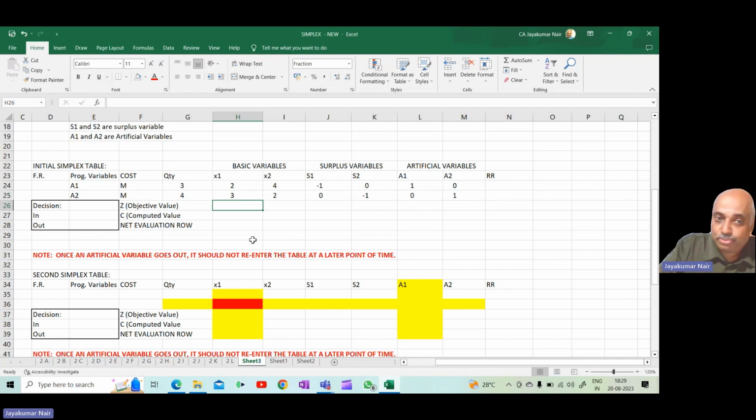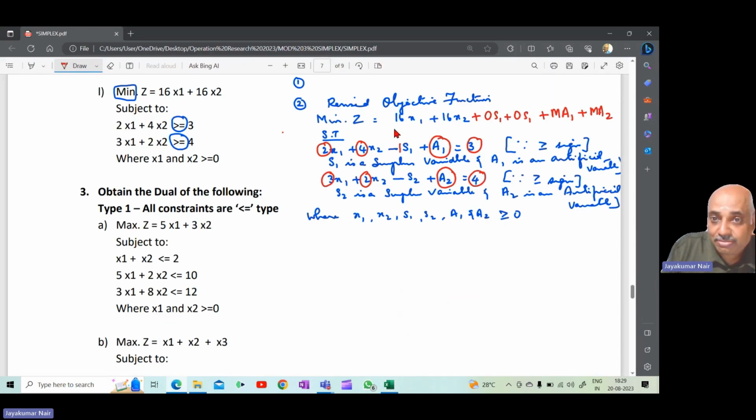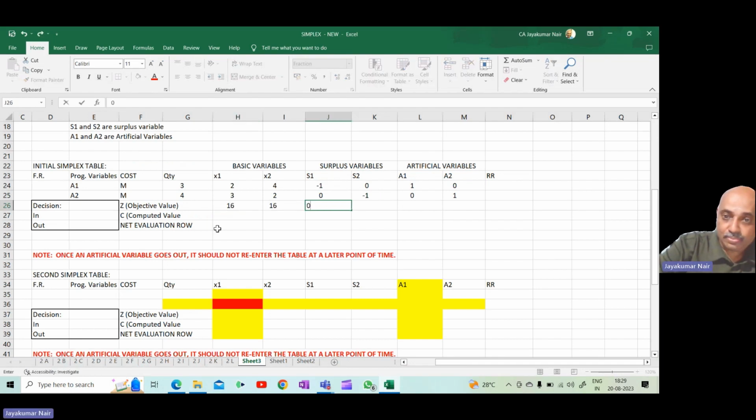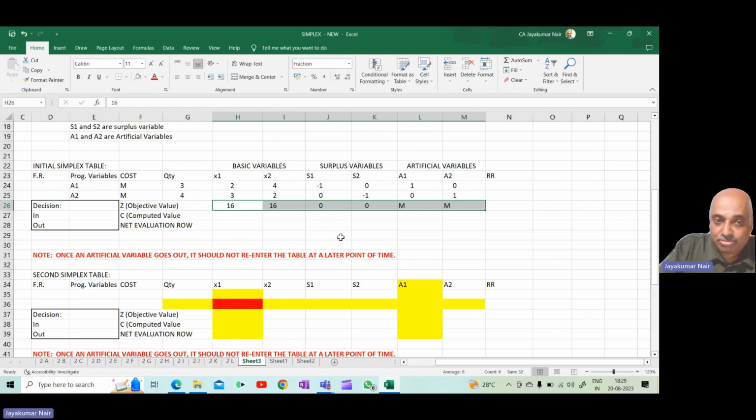Now copy the coefficients from the objective function. The coefficients from the objective function are 16, 16, 0, 0, M and M. So I'll write here 16, 16, 0, 0, M and M. So these are the coefficients from the objective function.